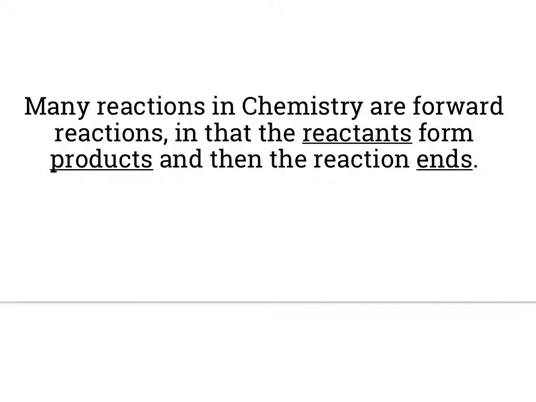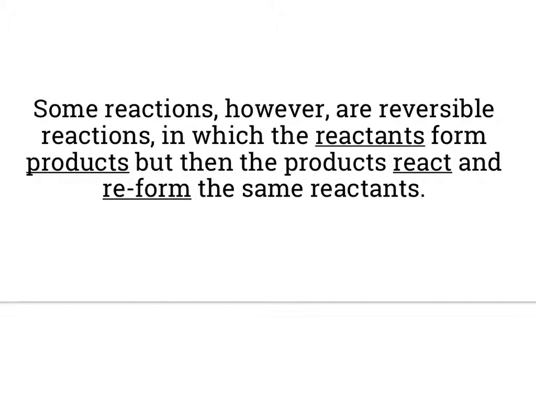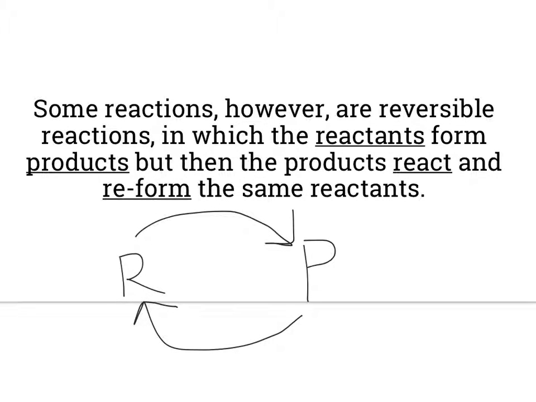However, a lot of things in chemistry that actually regulate our life are not just forward reactions. Some reactions are reversible. This means the reactants form products, but then the products actually react and reform those reactants. You have reactants and you have products. So yes, these are forming products, but they're also forming reactants. You end up having this kind of back and forth motion, if you will.